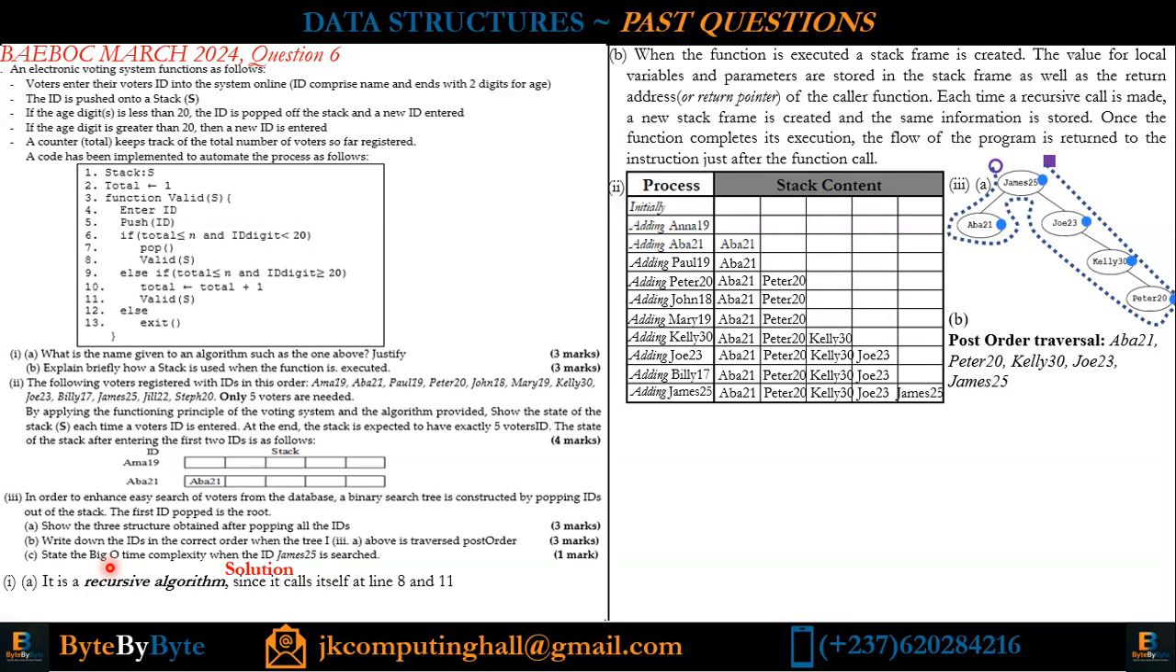And the C part says state the big O time complexity when the ID James is searched. If I want to search James 25, it will be the first comparison. And when you compare items in a list and the item you're searching for is the first, what's the time complexity? The time complexity will be big O of 1, constant time complexity. That's what we have, dear students. Nice question by Madam Assistant Mock 2024.